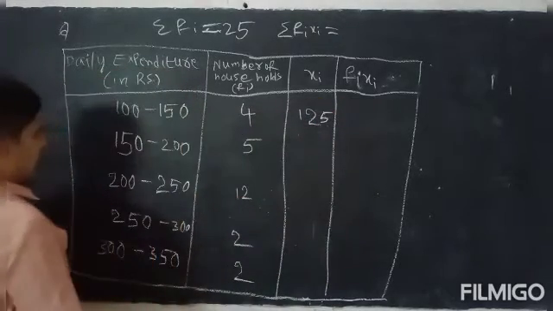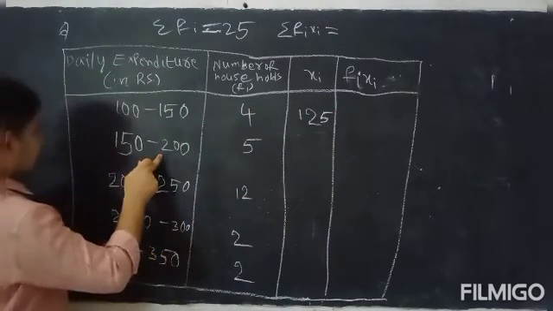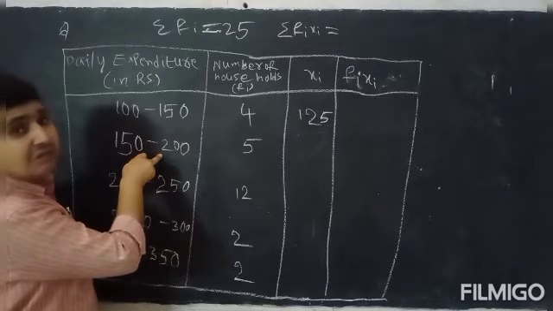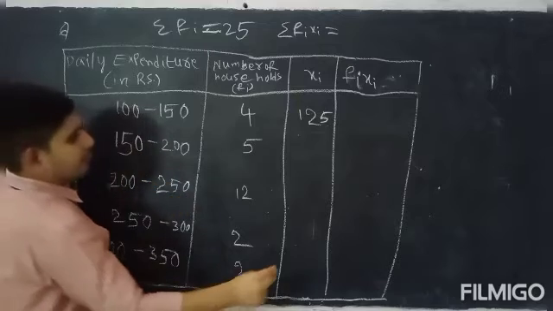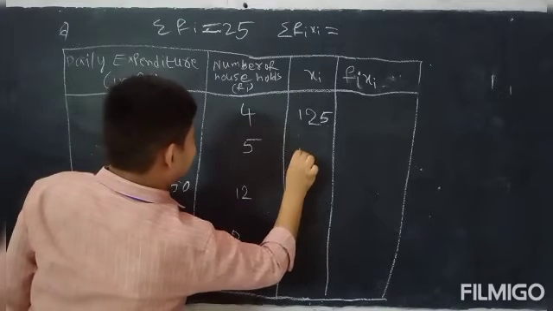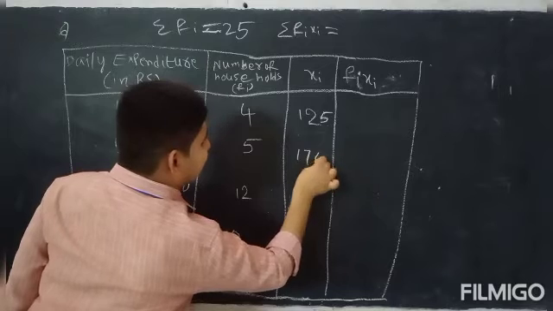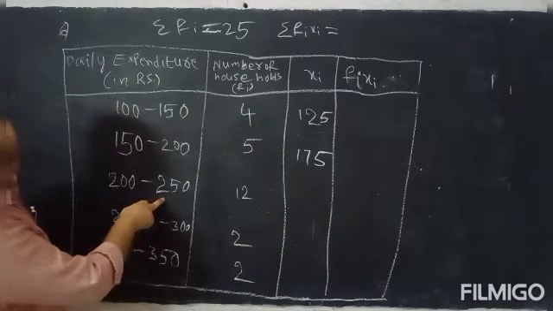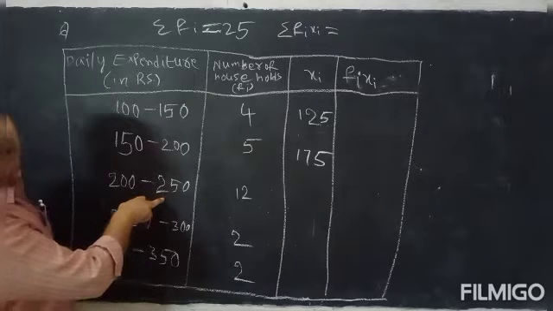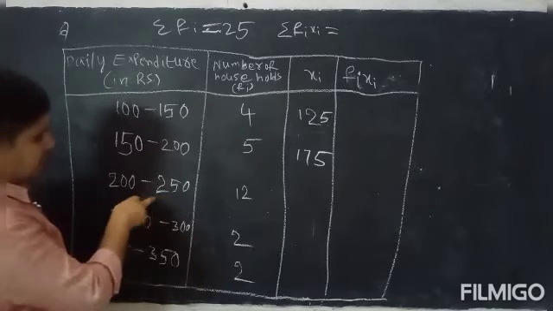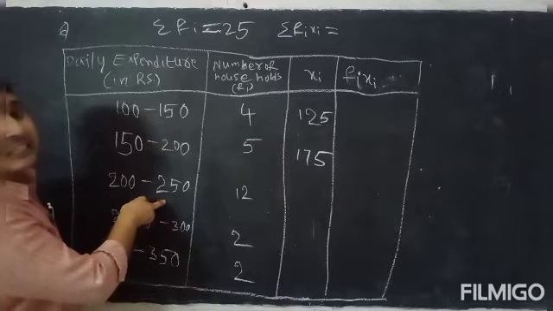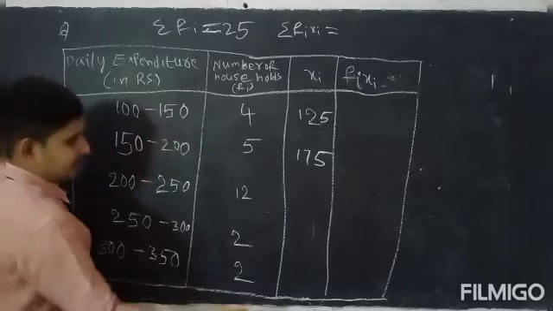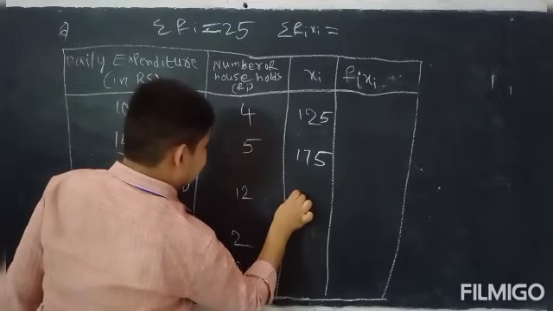Now 150 plus 200, how much? 350. 350 by 2, 175. Now 200 plus 250, 450. Lower boundary plus upper boundary by 2. So 200 plus 250, how much? 450. 450 by 2, how much? 225.